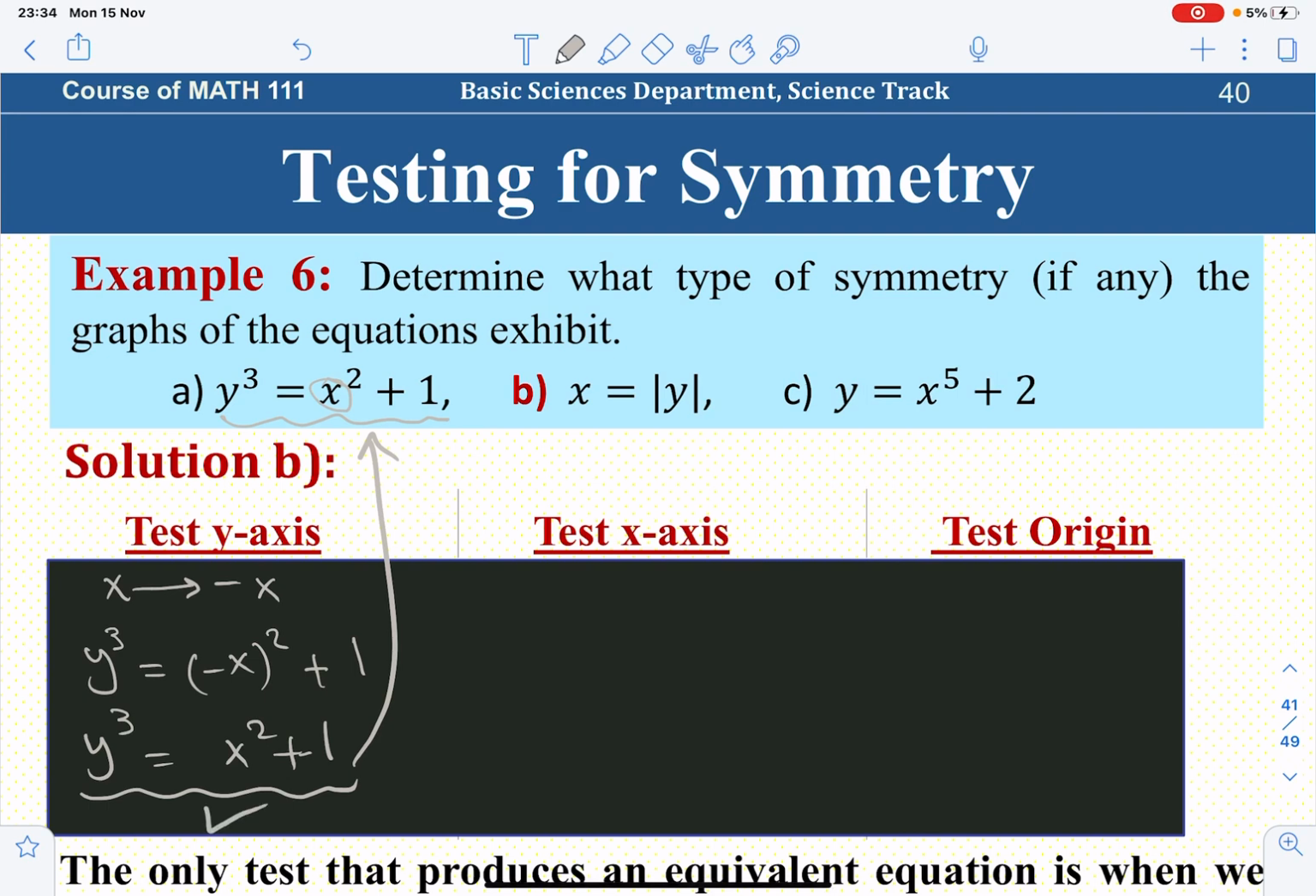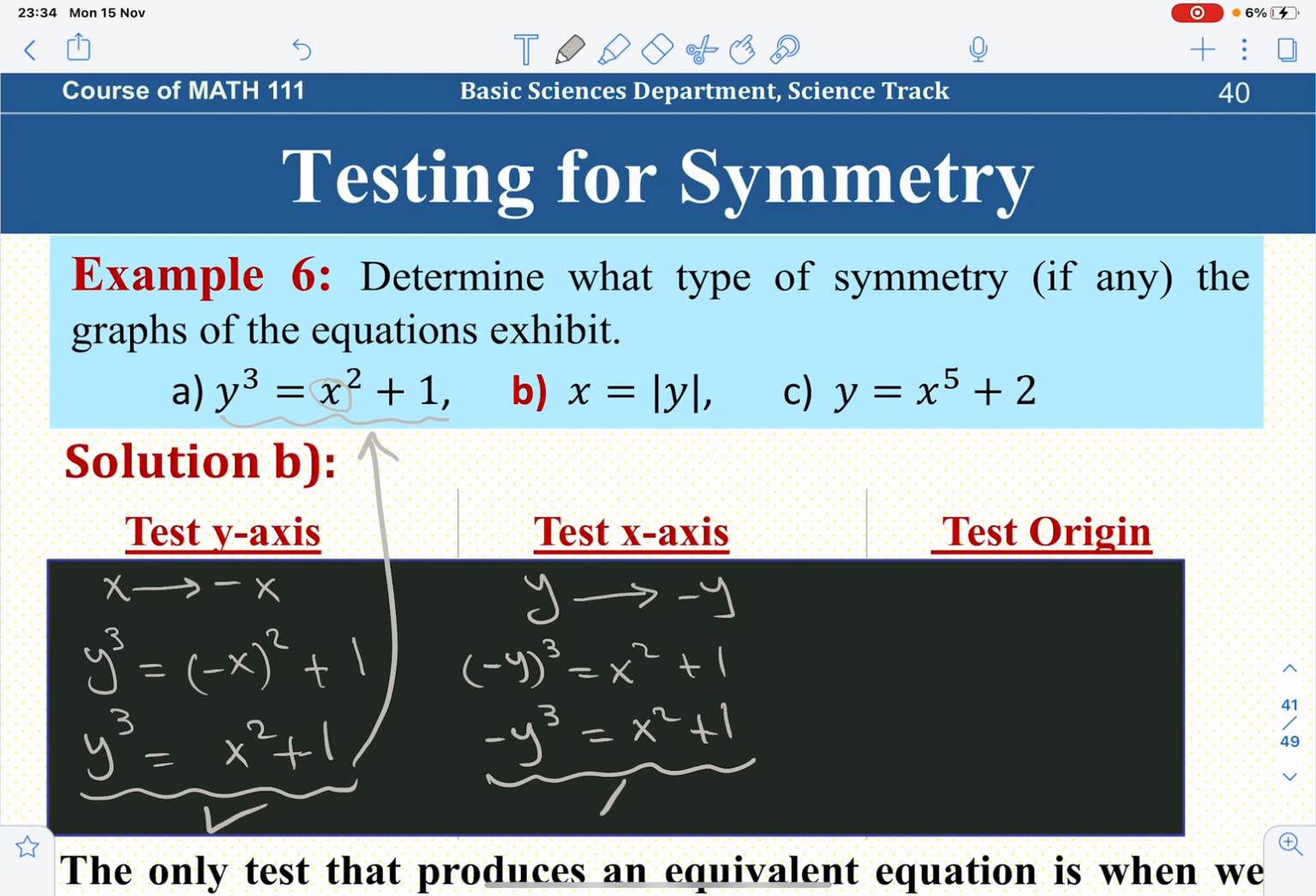Now to test the symmetry with respect to the x-axis, we're going to replace y with negative y. So y to the power 3 would be negative y to the power 3 equals x squared plus 1. Now negative y to the power 3, since the power is odd, will leave the negative as it is, so we're left with negative y to the power 3 equals x squared plus 1. Now this equation is different than the original, so the graph is not symmetric with the x-axis.